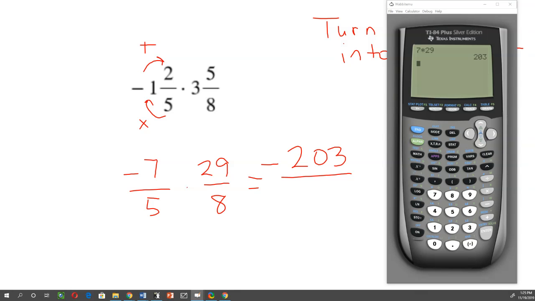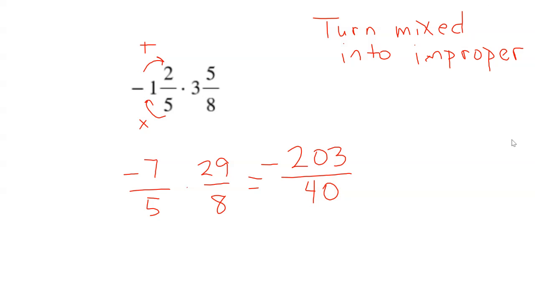And it's going to be negative, because I have 1 positive and 1 negative, over 5 times 4, which is 40. And again, depending on the problem, you can either leave this as an improper fraction, or you can change it back to a mixed number. So let's change it back to a mix just so you can see both.